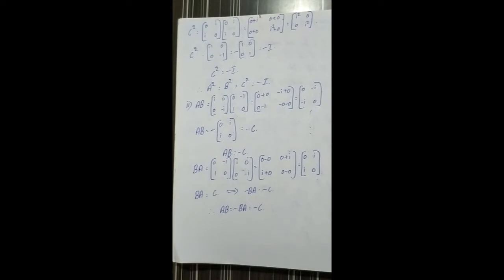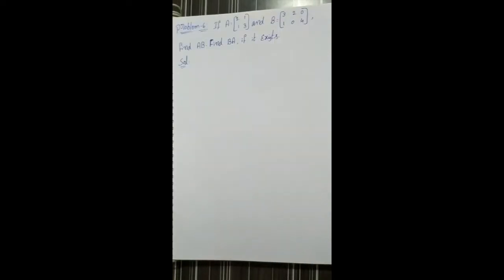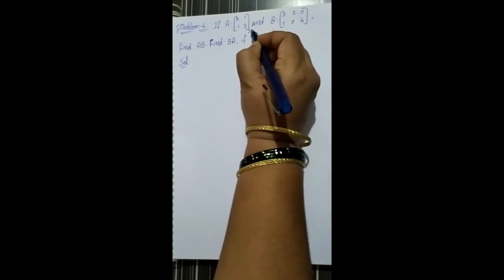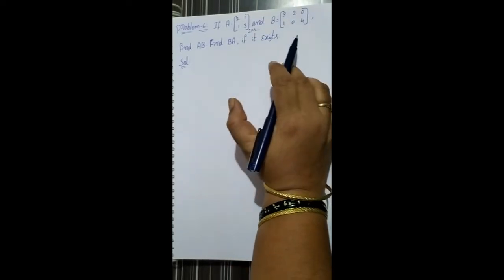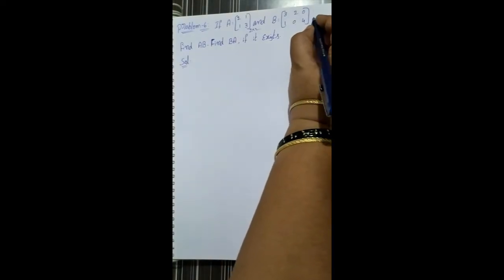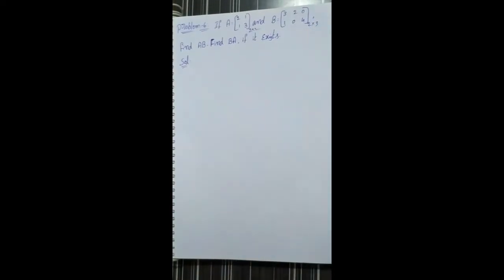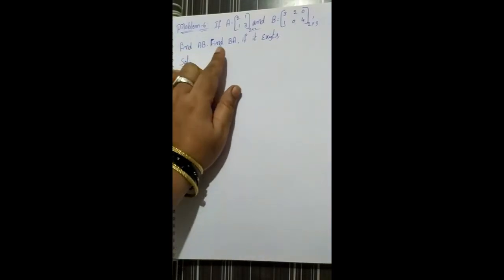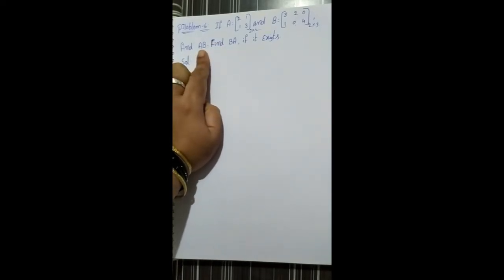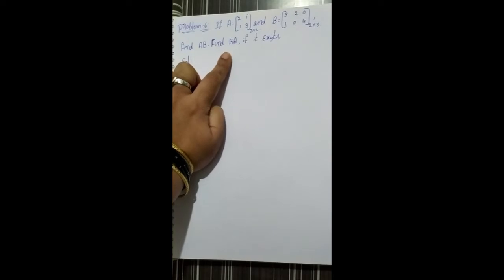Next, we will go to the sixth problem, the same section. The problem is, if A equal to 2, 1, 1, 3 is a 2 by 2 matrix and B equal to 3, 2, 0, 1, 0, 4. This is a 2 by 3 matrix. Then find AB and also find BA if it exists.